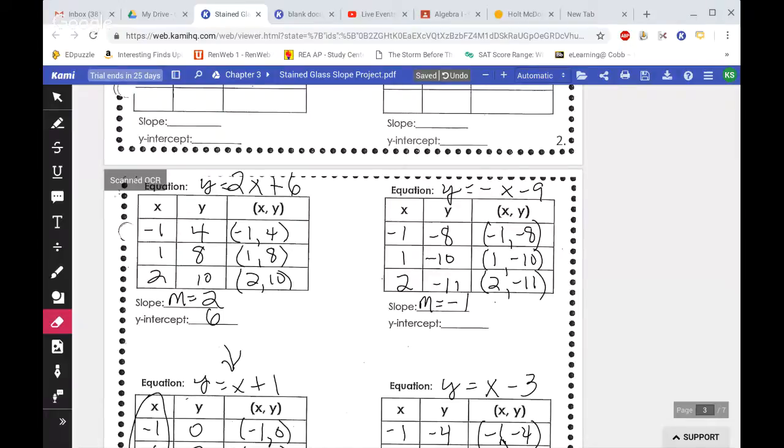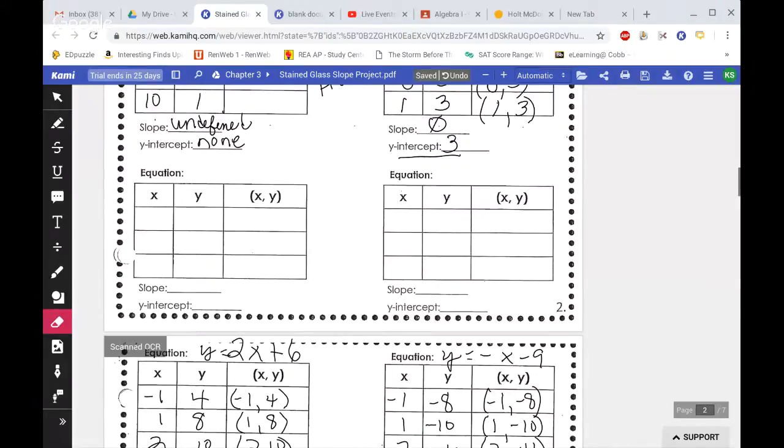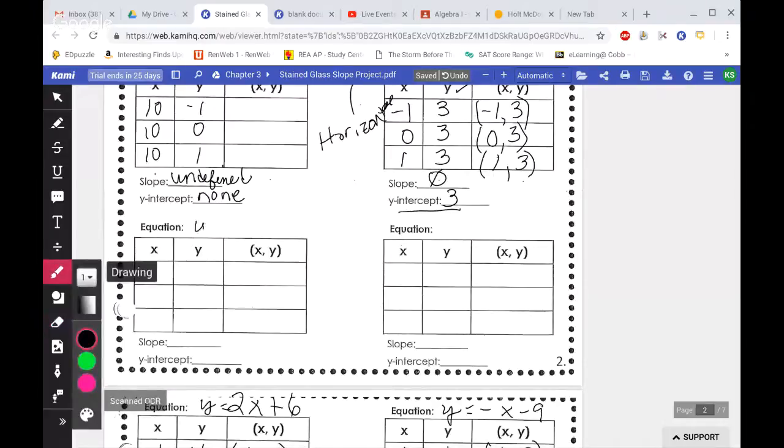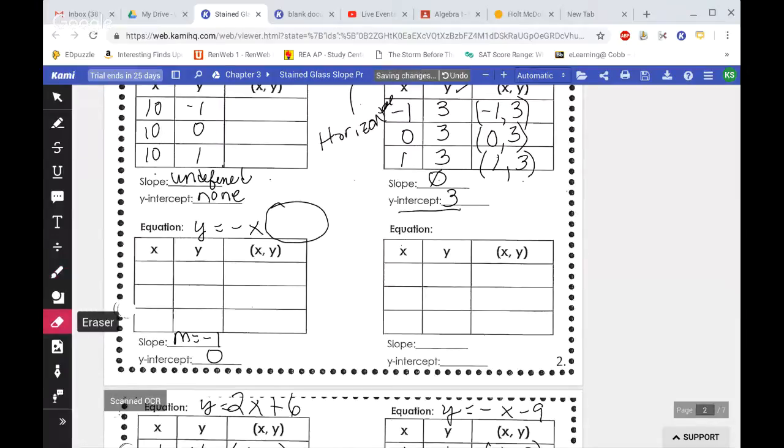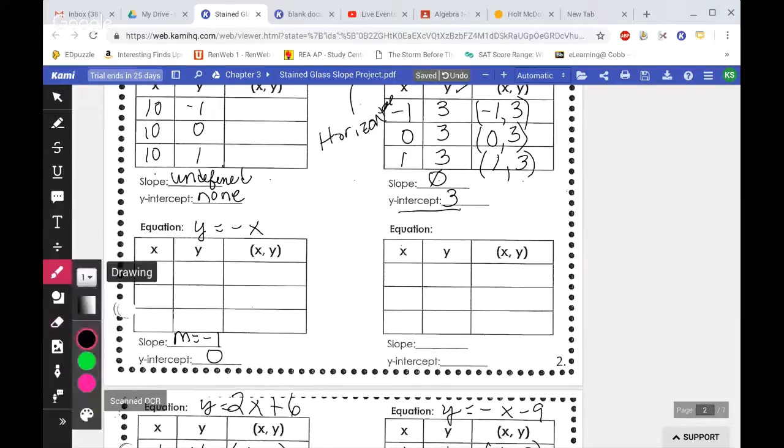Could you do y equals negative x? Y equals negative x. I can. Okay, so what is the leading coefficient on the x? Negative 1. So m equals negative 1. What is the standalone constant? 0. That's correct. So your y-intercept is 0. Good job.